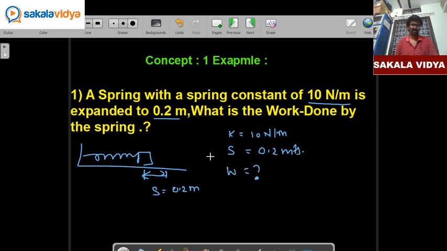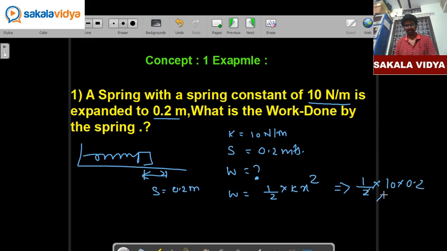So what is the formula for work done for a spring? Work done is equal to half into kx square, which means half into 10 into 0.2 whole square. 2 1s are 2, 5s are 5 into 0.2 whole square. So our answer is 0.2 joules.